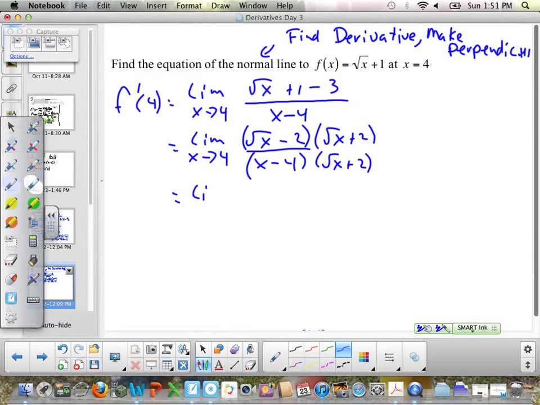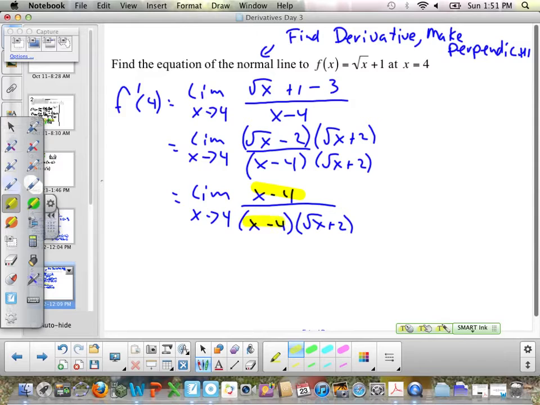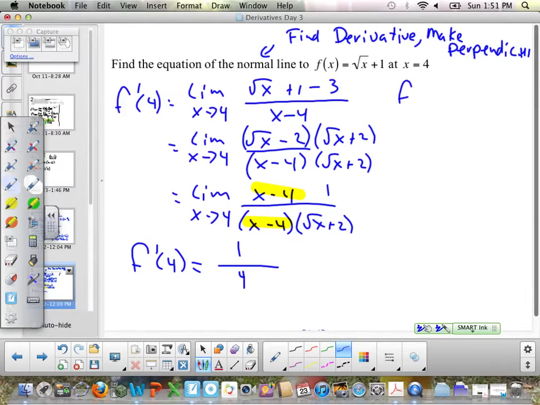So we get the limit as x approaches 4 of x minus 4 up top, x minus 4 times square root of x plus 2 on the bottom. These cancel. We're left with 1 up top, square root of x plus 2 on the bottom. When we substitute, f prime of 4 is 1 over 4. So we got our slope, we got our x value, and our y value, f of 4 equals 3.